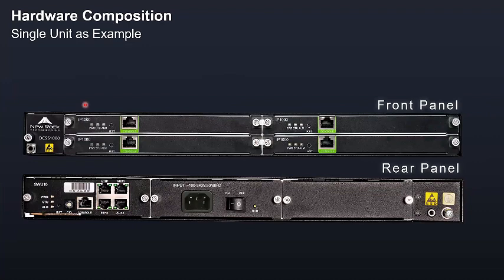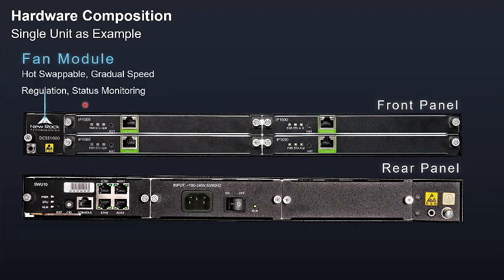So let me show you the hardware composition. This is the example of a single unit. We have a fan module in this area. It's hot swappable and has gradual speed regulation. And of course, in the web GUI, you can see the status monitoring of your fan and the condition of your fan.